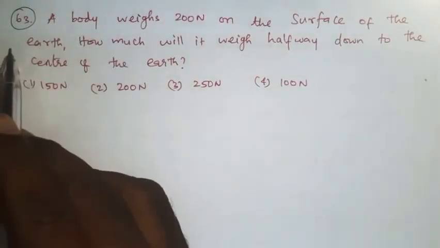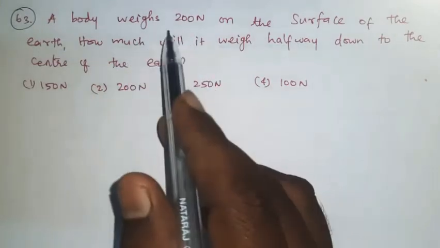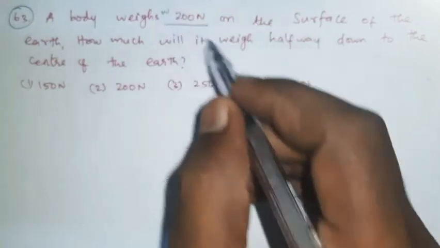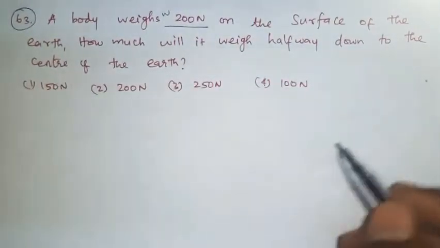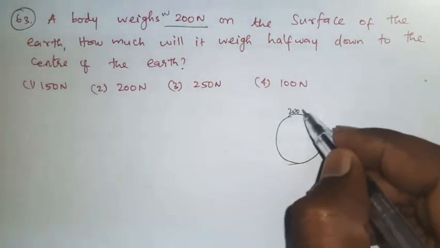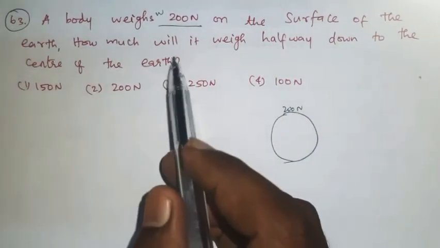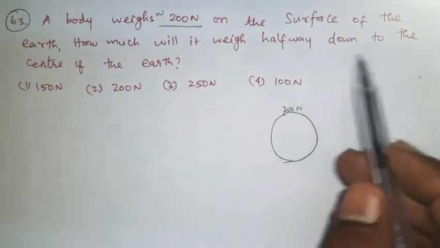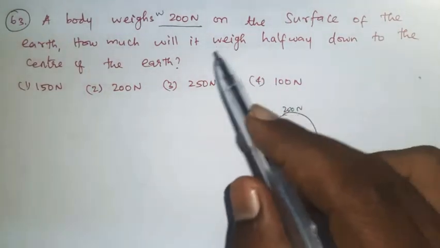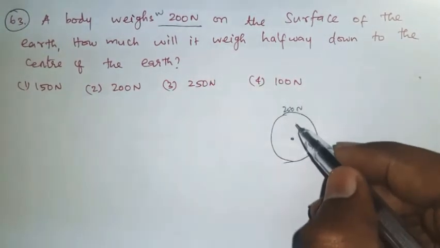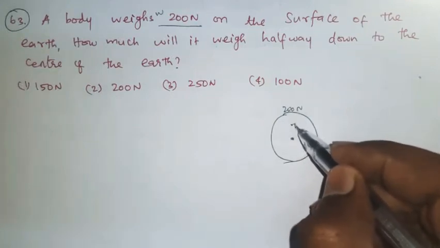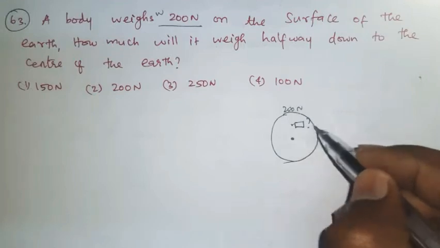Question number 63. A body weighs 200 Newton, that is W, on the surface of the earth. So on the surface of the earth, the weight of the body is 200 Newton. How much will it weigh halfway down to the center of the earth? So this is the center of the earth. How much will it weigh? So at halfway down to the center of the earth, in this place, what is the weight of the body?